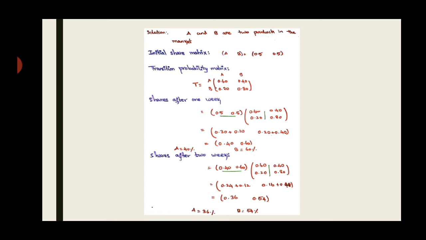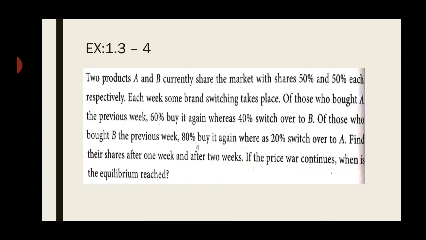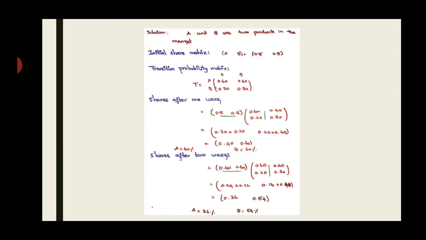That is 50 by 100, so 0.50, or you can write 0.5. So 0.5, 0.5. Can you see the initial share matrix AB equals 0.5, 0.5? Right. So now the second line.